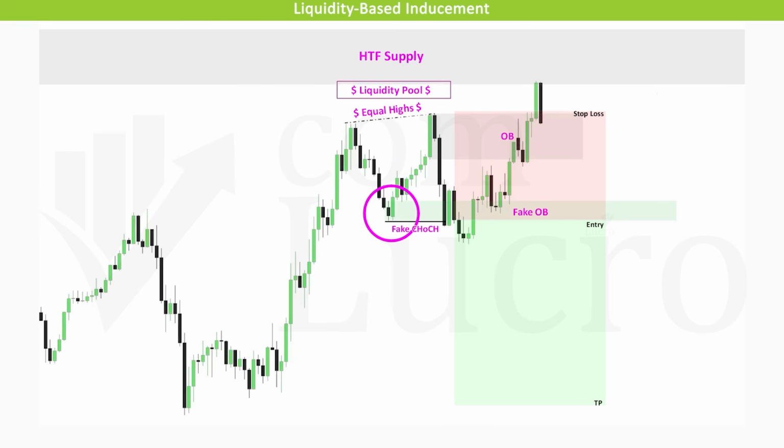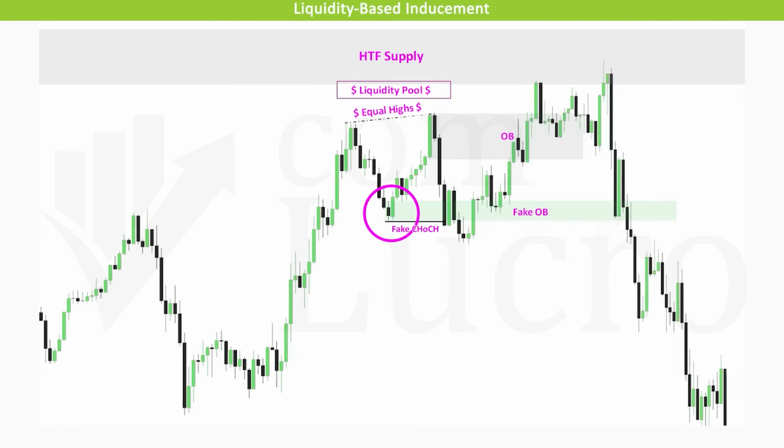Only after creating and exploiting these inducement levels does price finally reach the true institutional supply zone, the area containing genuine institutional sell orders rather than retail traps. This is where smart money begins entering its actual short positions. From this point, the real bearish delivery starts to unfold, the move institutions intended from the very beginning.